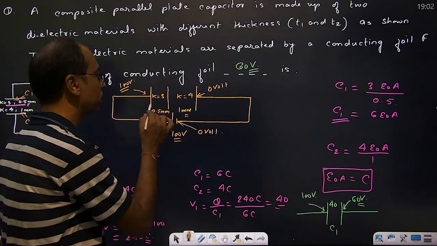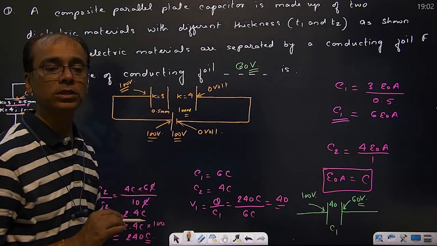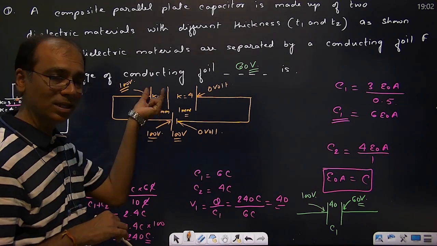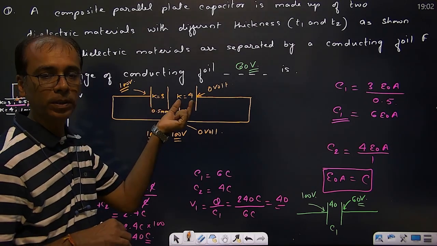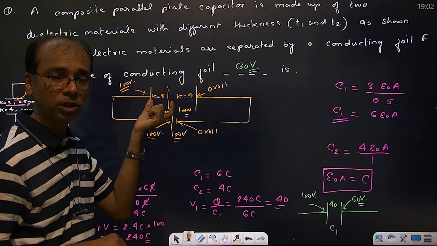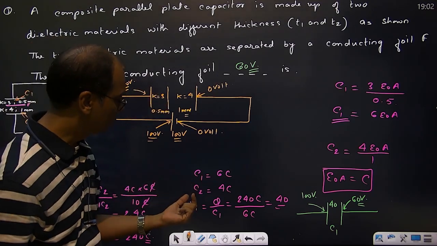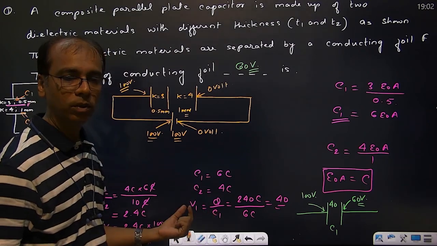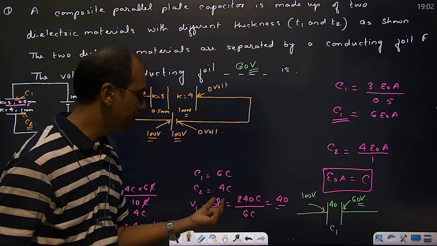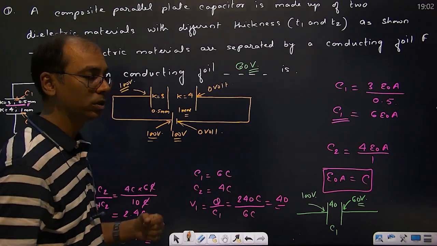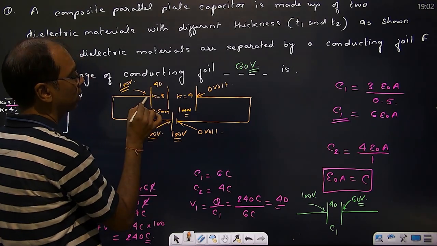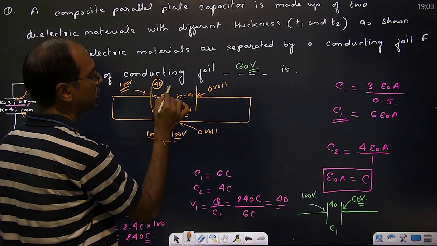Now the question is how much potential is dropped on this? The potential drop will be charge by its capacitance. So here we found how much is the charge and how much is the potential. So C1, V1. V1 equal to Q by C1. What is Q? 240C. And what is C1? 6C. So what's coming? 40. That means potential drop here is 40. Here is 100, here dropped 40. So how much is here now? 60.